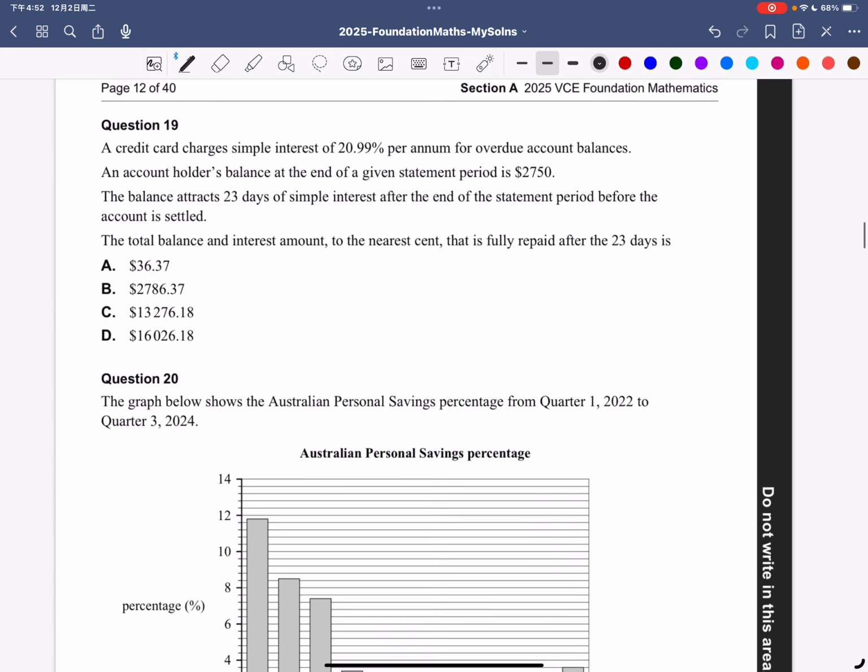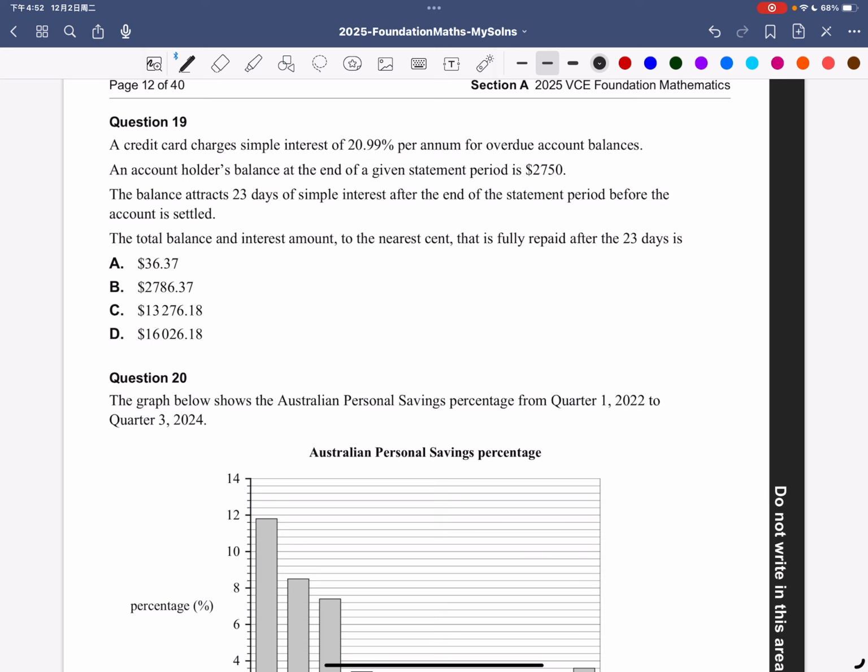All right, 2 more multi-choice questions. A credit card charges simple interest of 20.99% per annum for overdue account balances. An account holder's balance at the end of the given statement period is 2,750, with 23 days of simple interest. Now, be aware how they calculate the interest. For simple interest, in a year we use 365 days, okay? So if you delay the payment by 23 days, they're going to charge you the interest by this proportion.